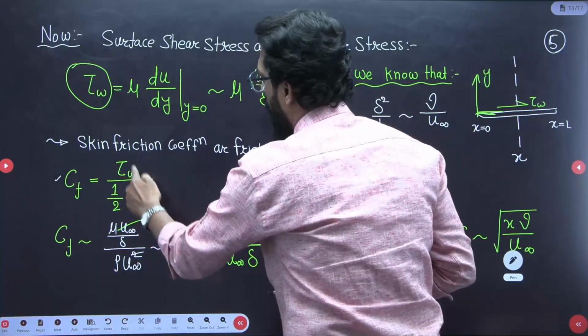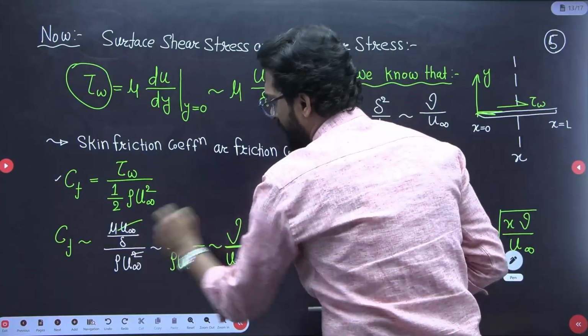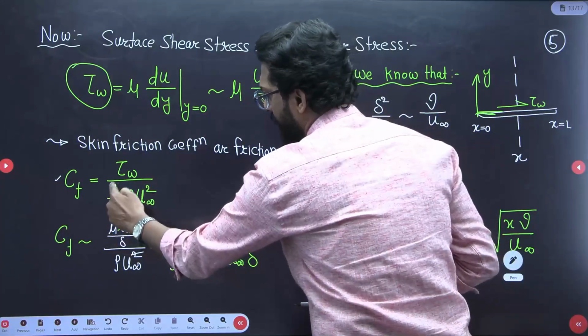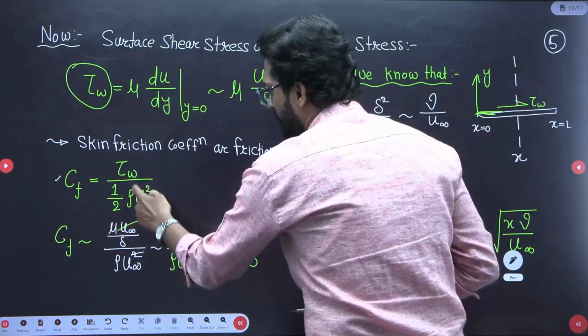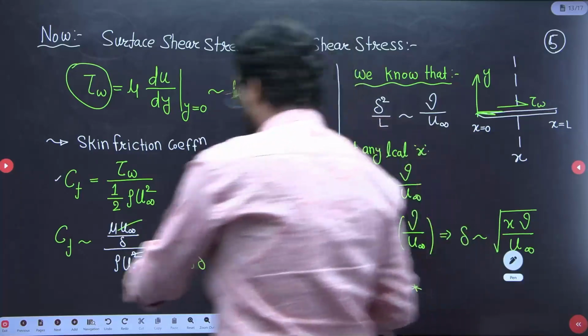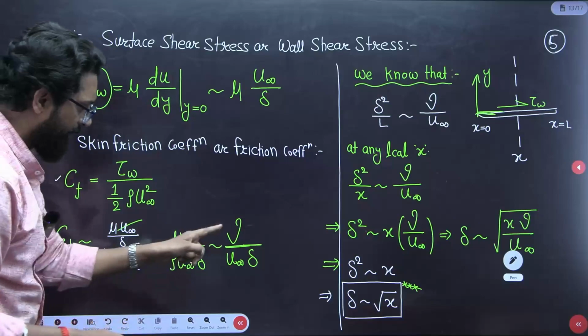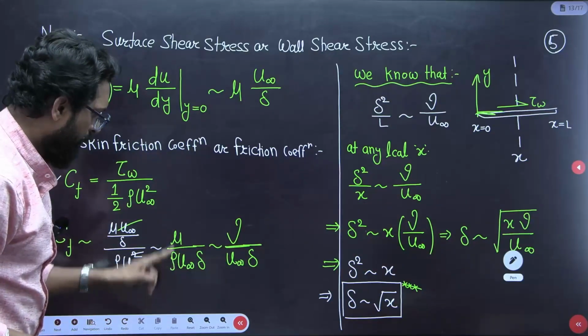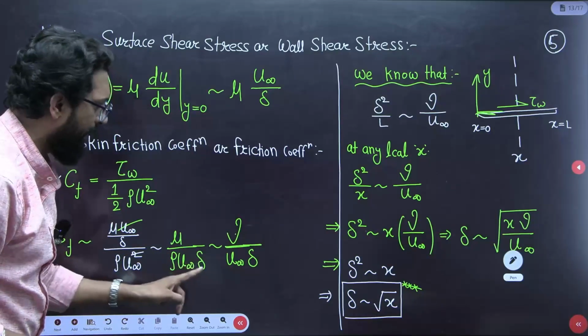Now, what is the wall shear stress? Order of mu u infinity by delta. What is the order of the denominator? We can neglect the half, because in order of magnitude you are not considering the numerical value. So the order of magnitude is rho u infinity squared. Now u infinity cancels, so this is mu over rho u infinity delta, that means nu divided by u infinity delta.